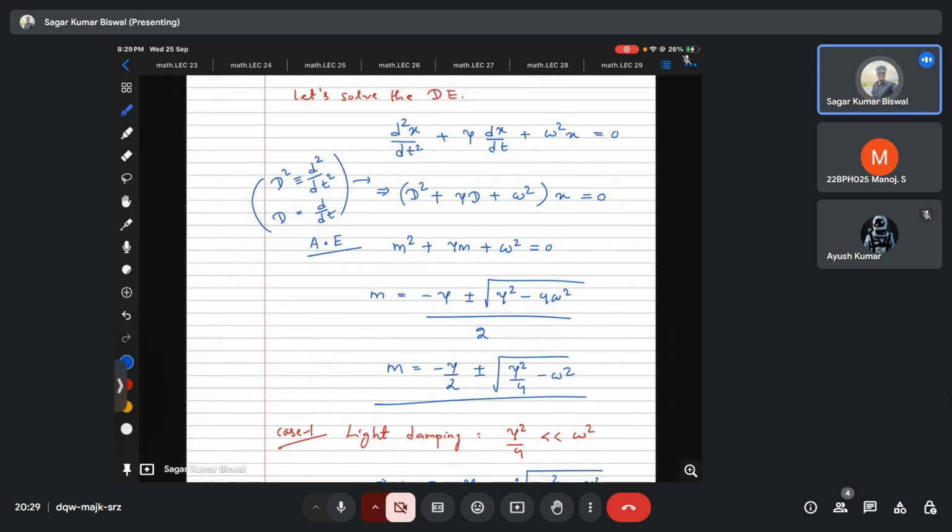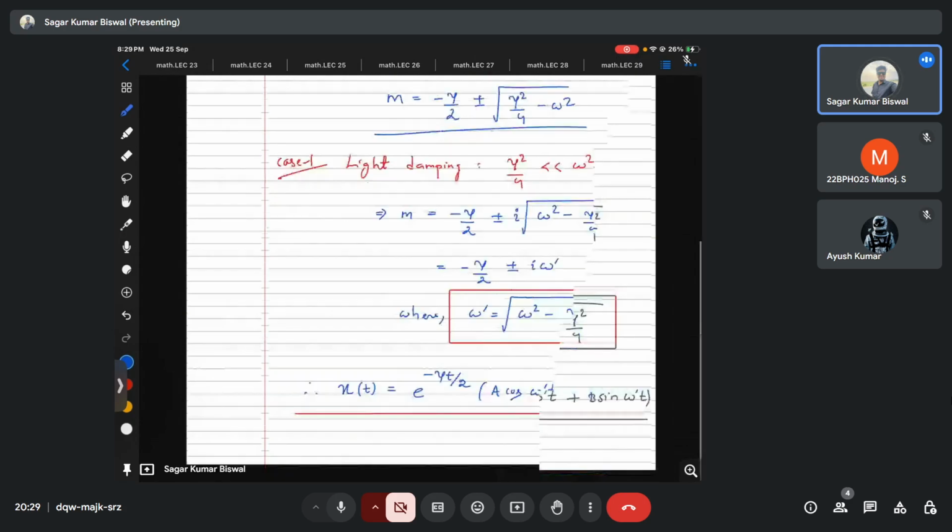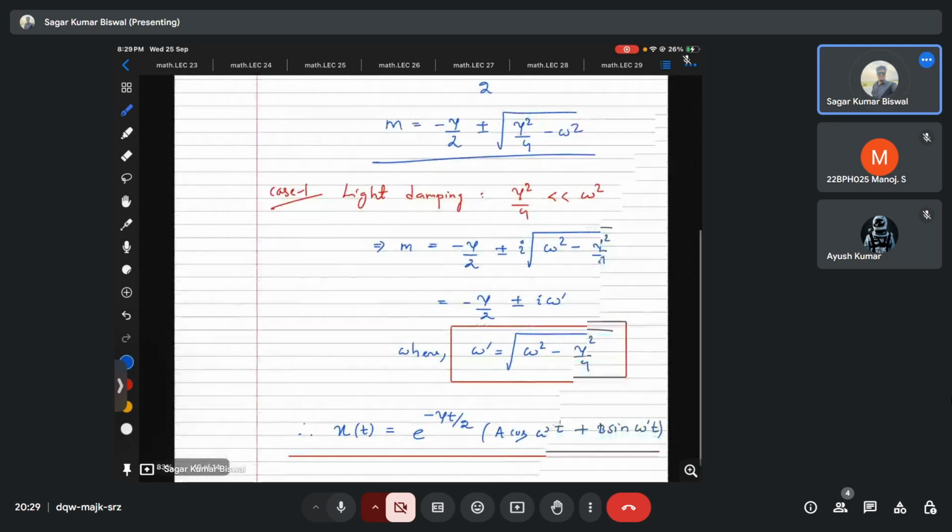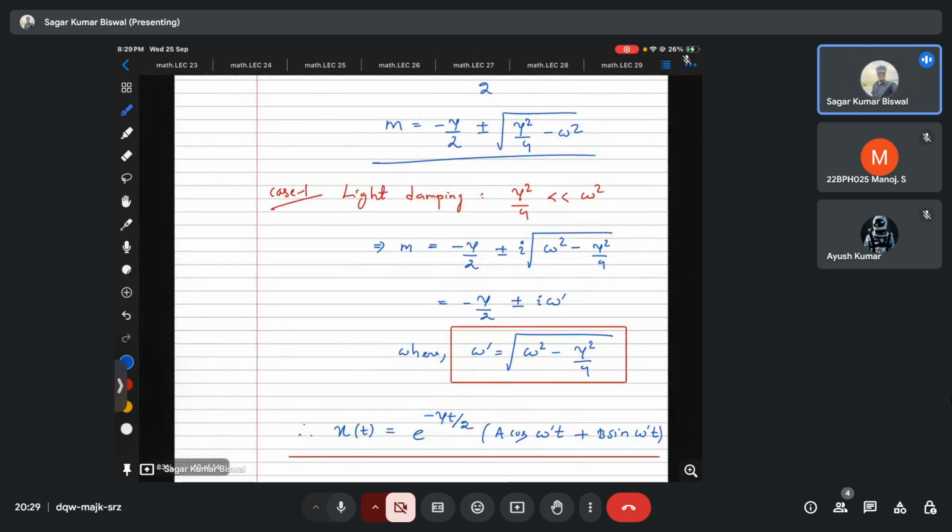Now how to find the solution? So these are the roots. So consider several cases. Case one is the case of light damping, where the damping is very small. This gamma is also known as the damping constant, the proportionality constant for the drag force. This damping constant is much smaller than omega, the natural frequency of oscillation. That's why gamma square by 4 is much less than omega square, right? So this is the case of light damping.